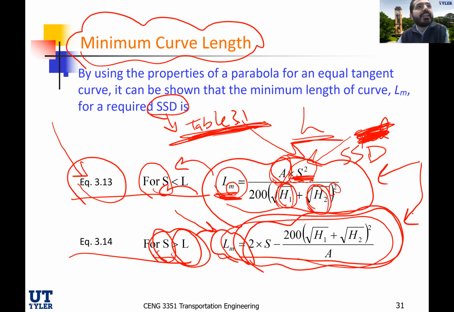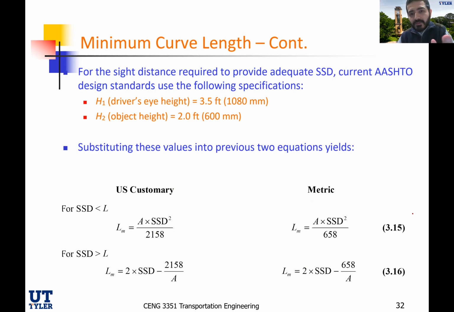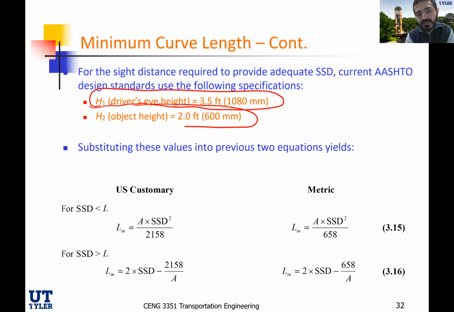If you are just designing a roadway and you just want to know the typical sight distance and the length of the curve, the AASHTO actually recommends H1 and H2. These are just general H1 and H2 for you to use in case you do not know the H1 and H2. So for H1, they are using the driver's eye height of 3.5 feet. That's the height of the driver.